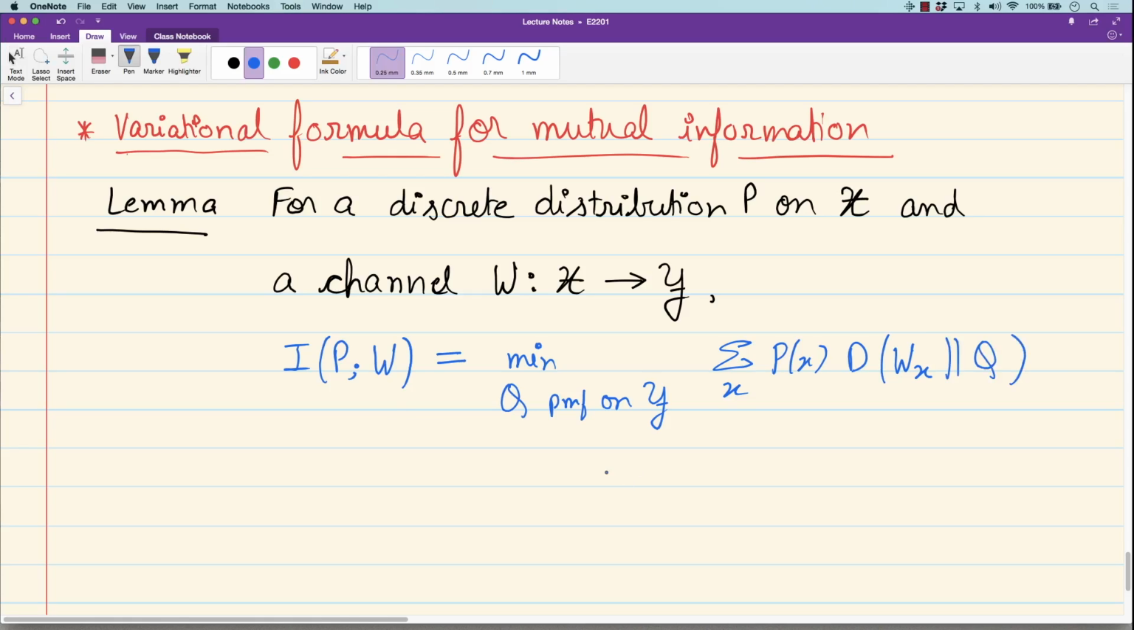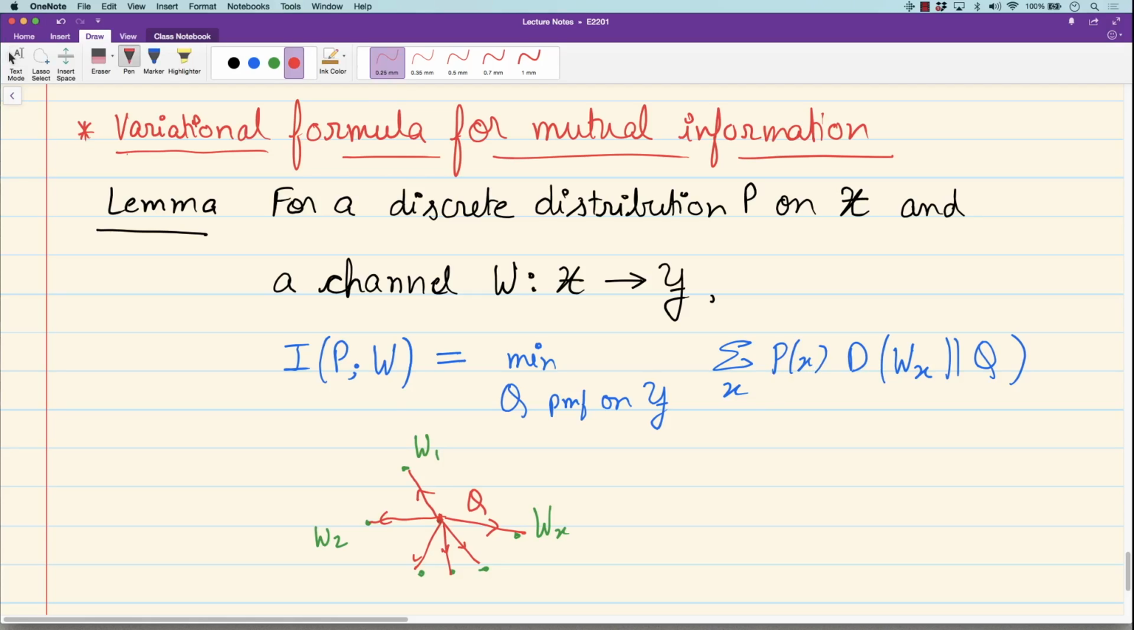So what is this formula? You can view it as follows. Your channel has all these distributions, W1, W2, and so on, as many distributions as the size of the alphabet X. Okay, Wx. So there are a lot of distributions here, and you fix some distribution Q and take the divergences between Wx and Q, and take the average with respect to Px. So each of them is weighted with Px. Find the Q which minimizes this average distance.